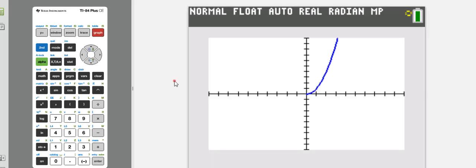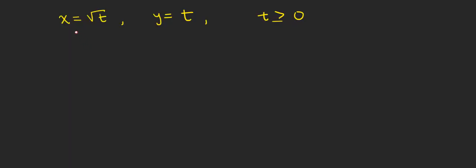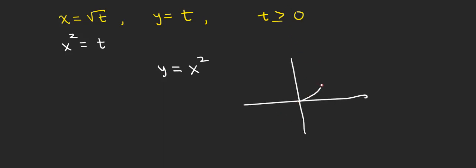And when you graph this, look at that. You get half of a parabola. It makes sense because, think about it, x is equal to radical t, right? So when you square both sides, you're going to get t equals x squared. Now let's use substitution. Instead of t, let's plug in x squared. You get y equals x squared. And this is a parabola. But notice we had the restriction. That's why it was only half of a parabola.